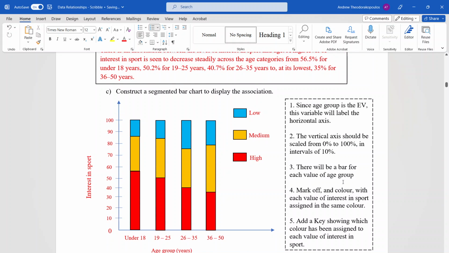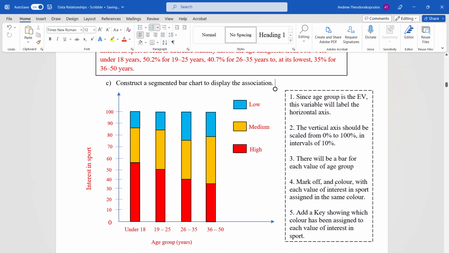I'm just going to put this there for you to copy, but I want you to have a look at how this has been done. Step 1: since age group is the explanatory variable, we'll label the horizontal axis. Age group goes here, and we broke it down into the 4 age groups that we have. The vertical axis is interest in sport, so because this is a segmented bar chart, we're going to do percentages. So it should go from 0 to 100. I always recommend going up by tens. It's nice and easy to see, and that's usually how they look.